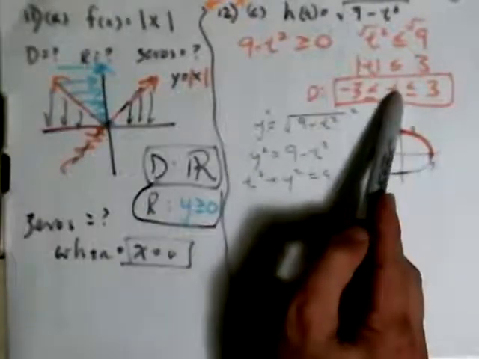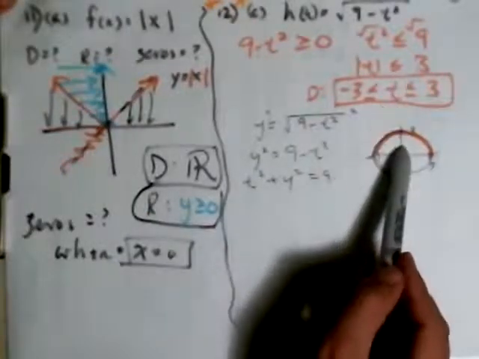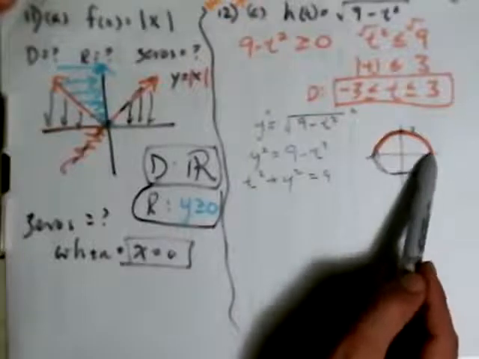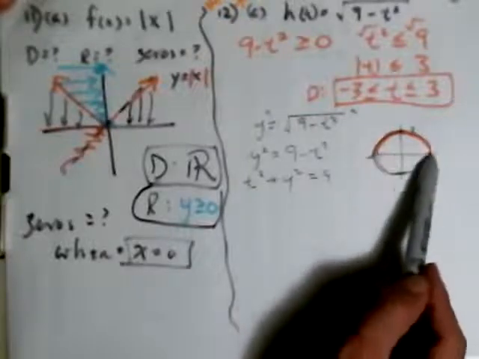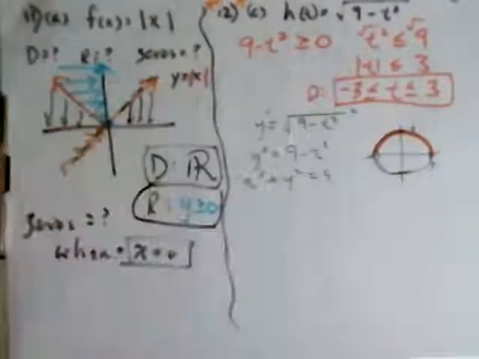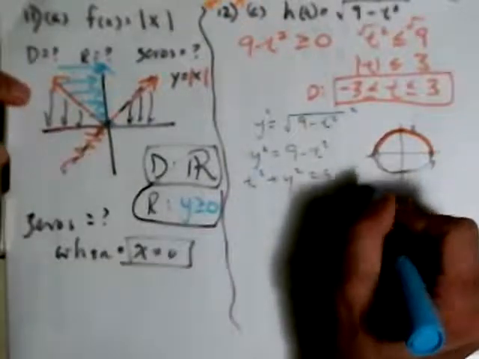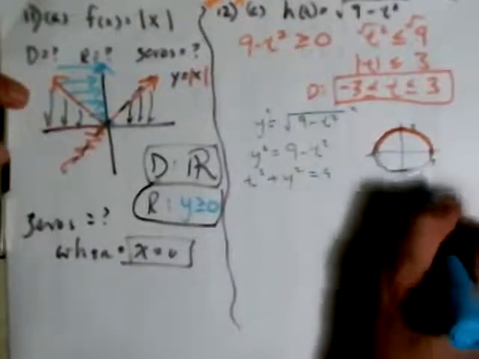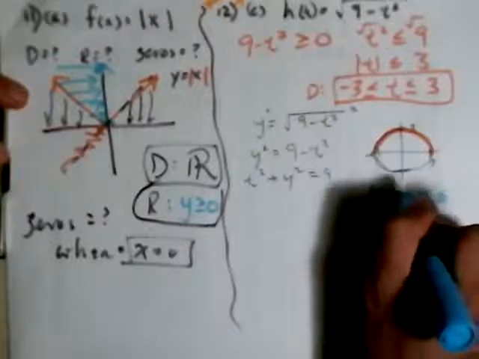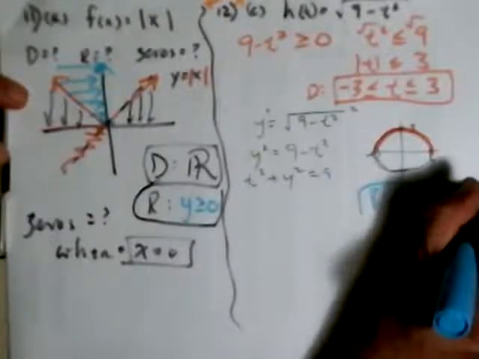So the domain, that's your t value. Notice that it's between -3 and +3, which makes perfect sense. But what about your range of values that comes out? The range of values that comes out is y is between 0 and 3.